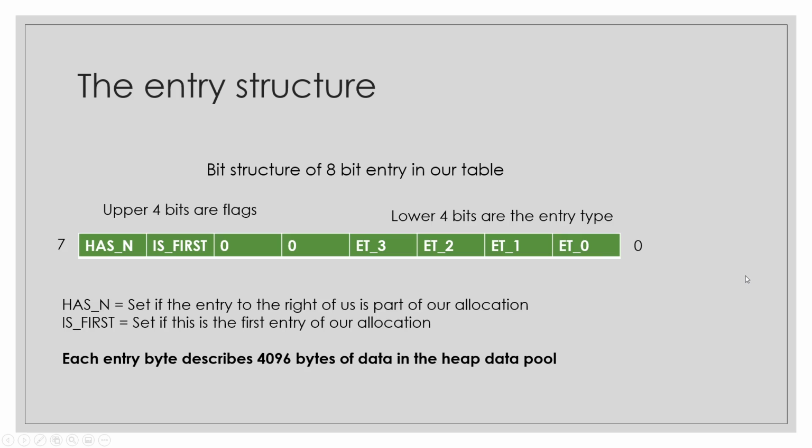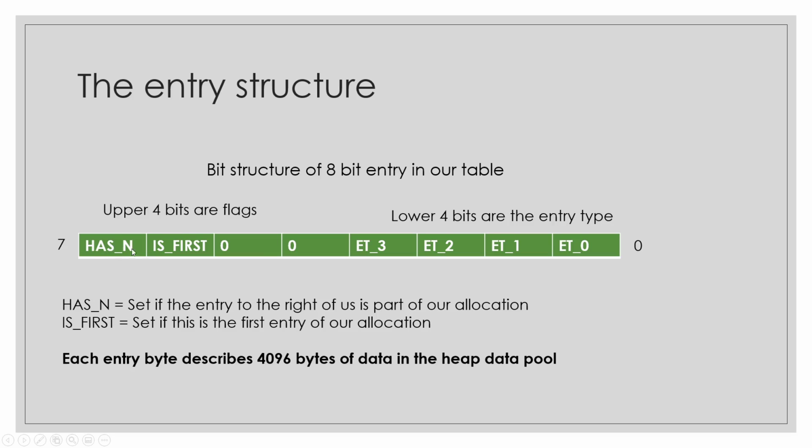So as you know, each entry in our table is just 1 byte. So we need to use bitwise logic to allow us to make use of that memory efficiently. So the lower 4 bits in an entry in our table will represent the entry type. We can discuss that more later. The upper 4 bits are flags describing our entry.